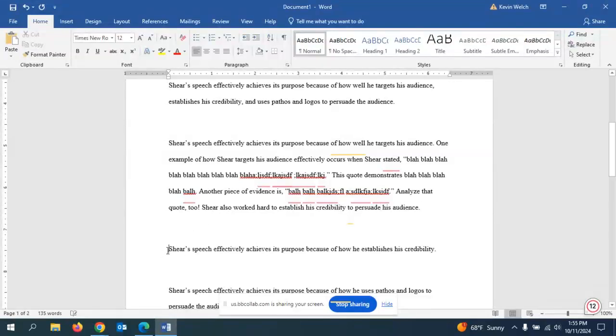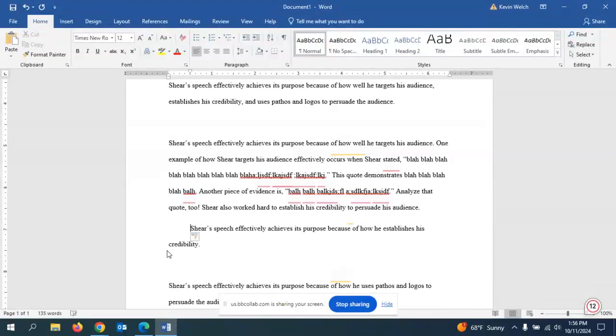And then notice that is a nice, tidy little lead into this paragraph about how he establishes his credibility. And I'll follow the same structure as I did before in the previous paragraph. I'm going to introduce some piece of evidence. I'm going to analyze that evidence, and then I'm going to lead out or link to the next paragraph.